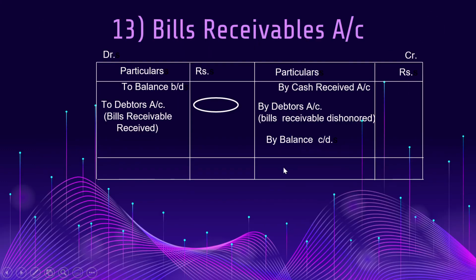First we should prepare the bills receivable. First we are showing the opening balance 60,000 and cash received 1,60,000. Debtors, this is bills receivable dishonored 15,000, closing balance, and you have to put the total. Now you will find the debtors who have accepted bills receivable. These two debtors, you have to show in the debtors account as bills receivable.